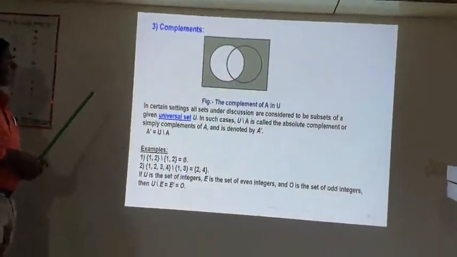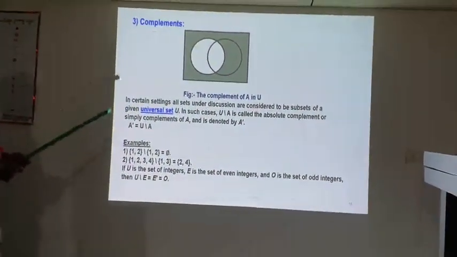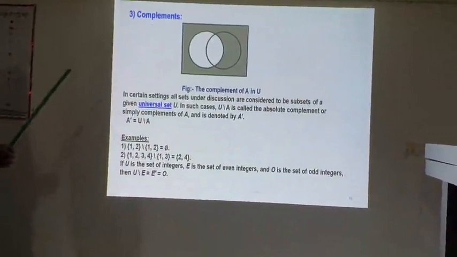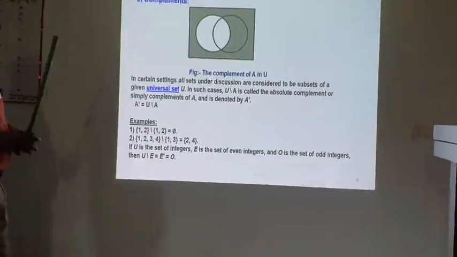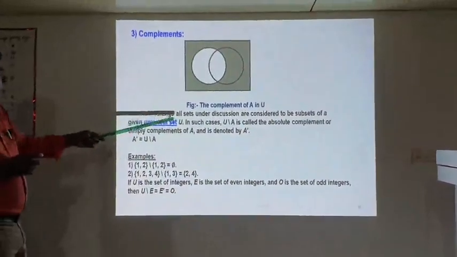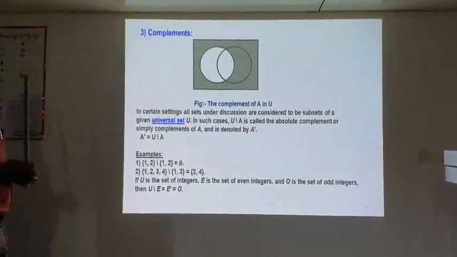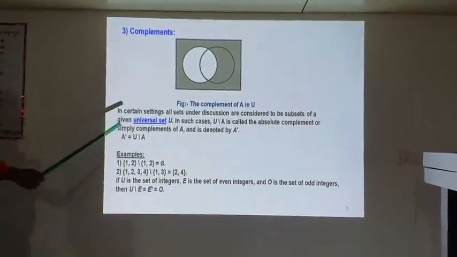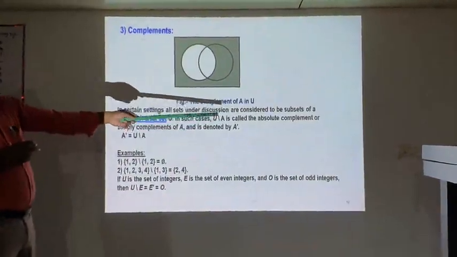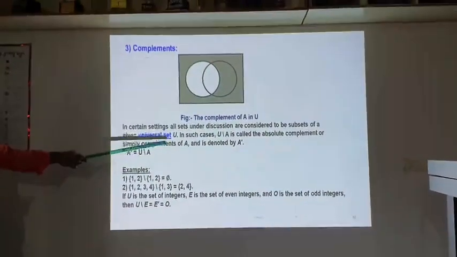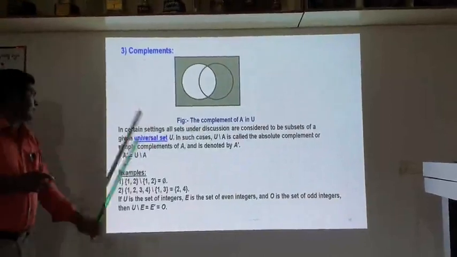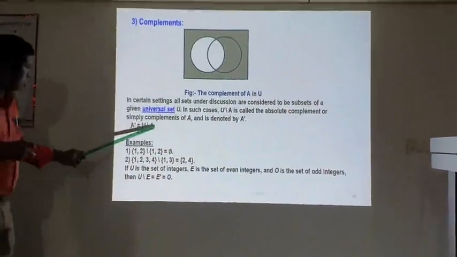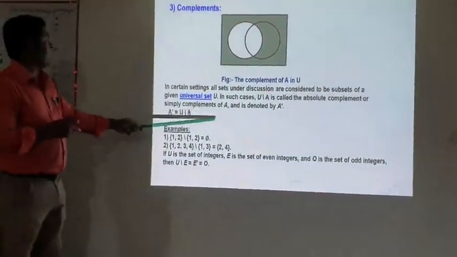Now we discuss the complements of sets. Complement of A in U means what? In a certain setting, all of the sets under discussion are considered to be subsets of a given universal set U. Then U minus A is called the absolute complement, or simply the complement, of A. It is denoted by A dash. It means A dash is U minus A.